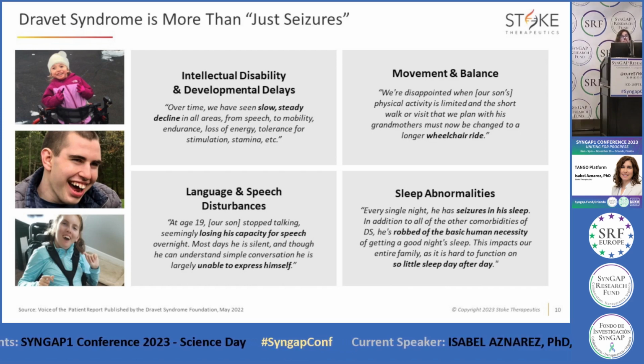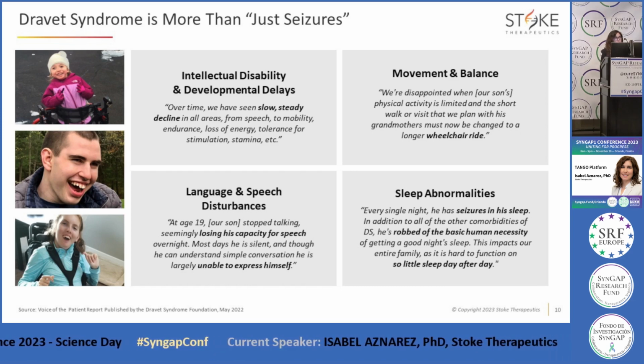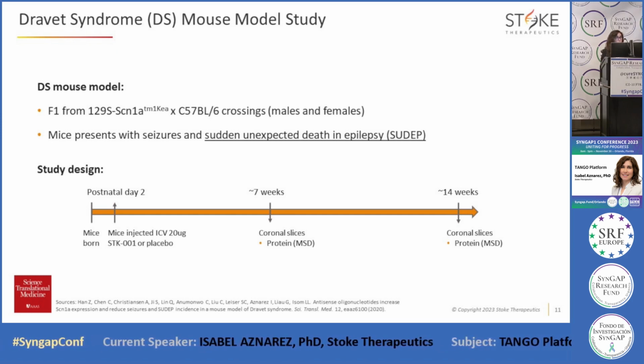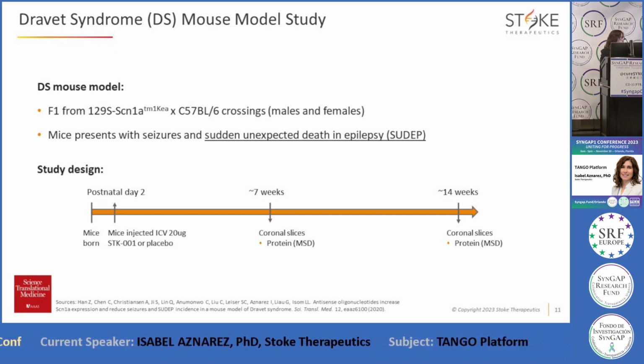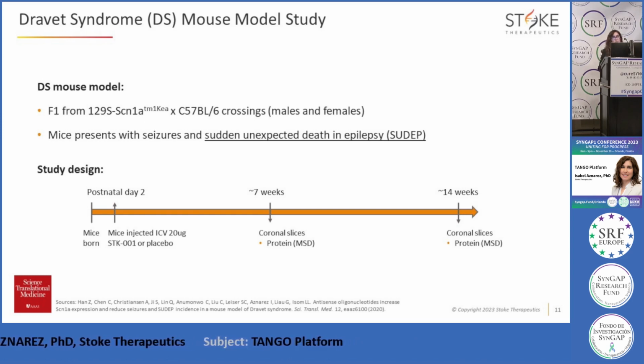So we first tested our antisense oligonucleotide, which is our modality, in a Dravet syndrome mouse model. And in this model, we injected a single dose of STK001, which is our clinical candidate, at postnatal day 2 in these mice. And then 7 weeks later, or 14 weeks later, we looked at the protein level. That's the first thing we looked at. Are we able to restore protein levels? In this mouse model, we can also measure SUDEP, we can measure survival, and we can measure spontaneous seizures. So let me show you first what happens at the protein level.